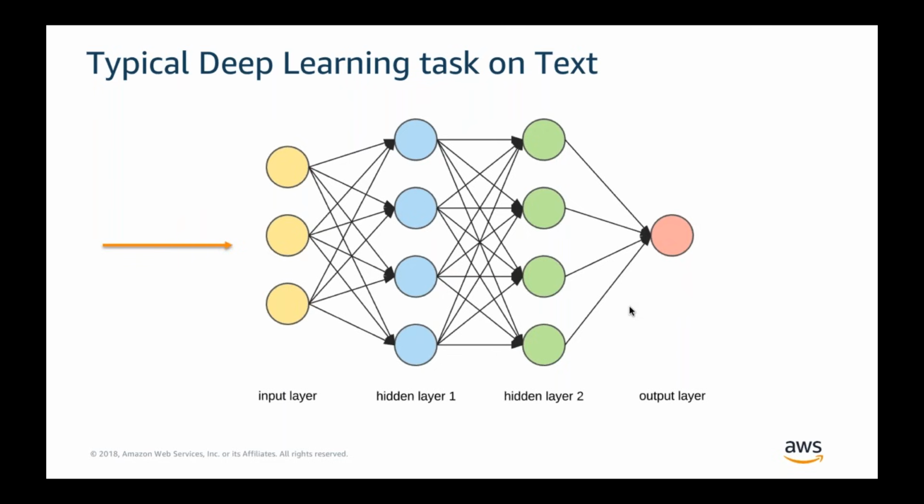And if that is the case, how can you send text as input to a neural network? You cannot send text. It cannot consume it.